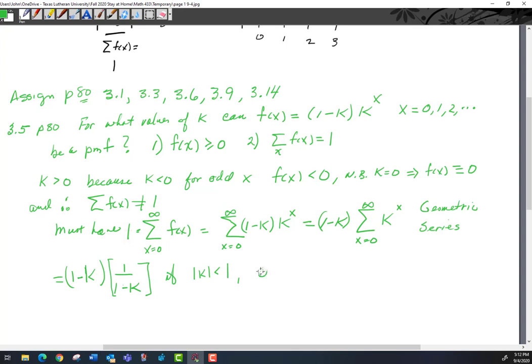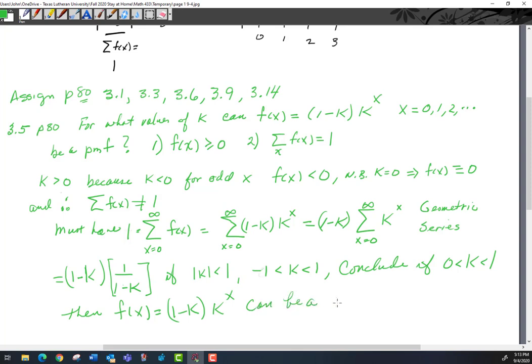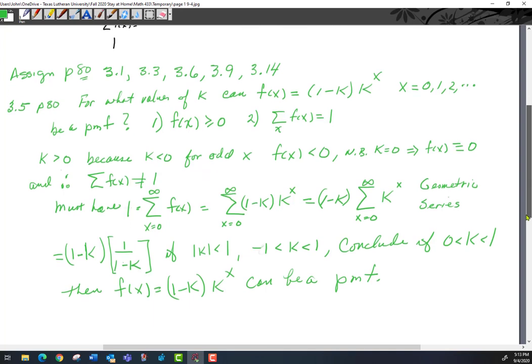holy granola, that would mean -1 less than k less than 1, but we know that k has got to be greater than 0, so we conclude if 0 less than k less than 1, then f of x equal 1 minus k, k to the x can be a probability mass function. All right, so I would say that was fun.